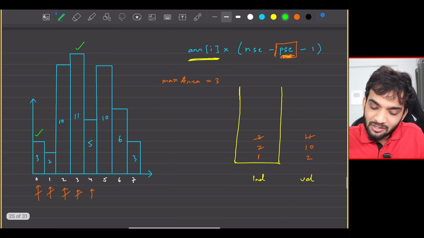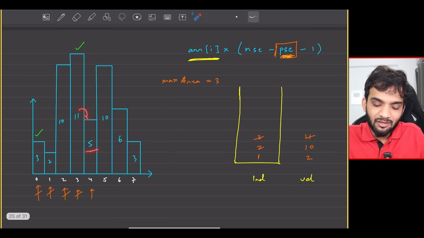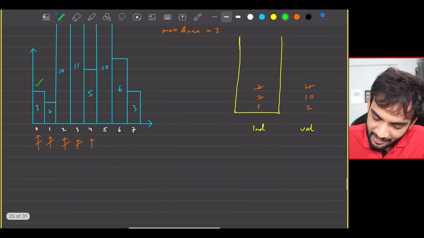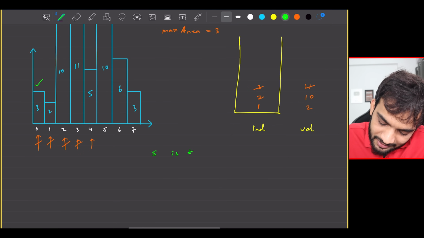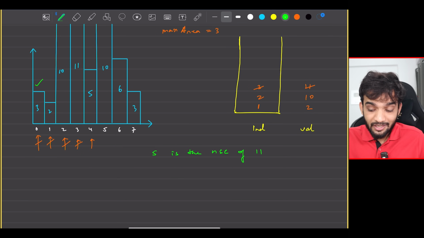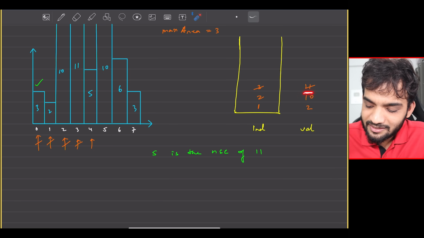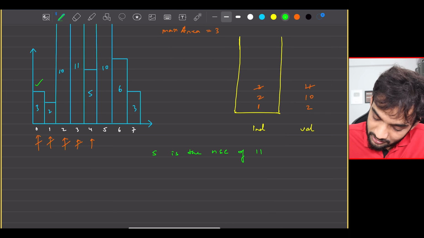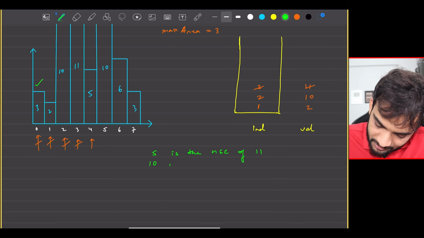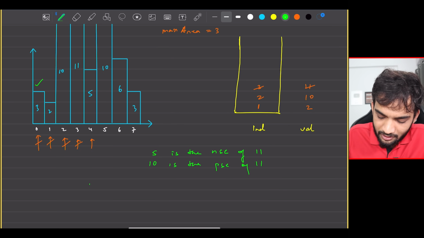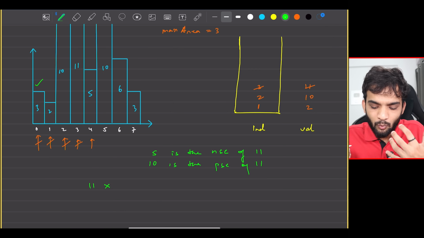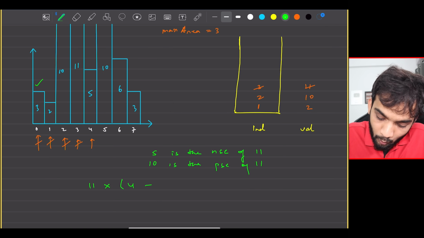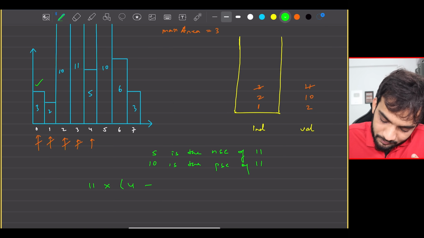The reason I'm coming home is I got someone smaller than 11. So can I say this 5 can be said as the next smaller element for 11? I can say that. And for 11, can I say the previous smaller element is stored in the stack? Yes. So 10 is the previous smaller element of 11. So I know for 11 multiplied by, where is 5 at the index 4? Where is 10 at the index 2?